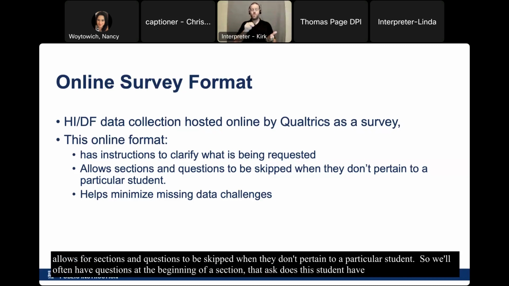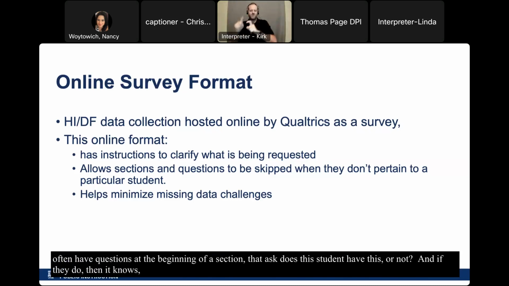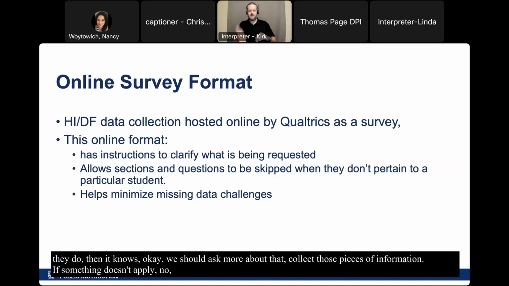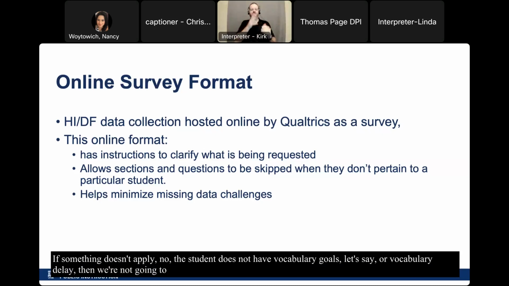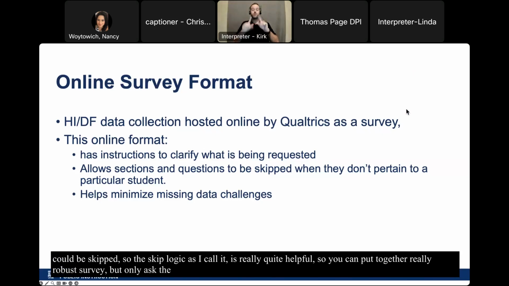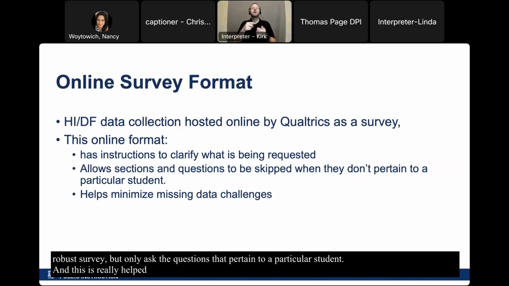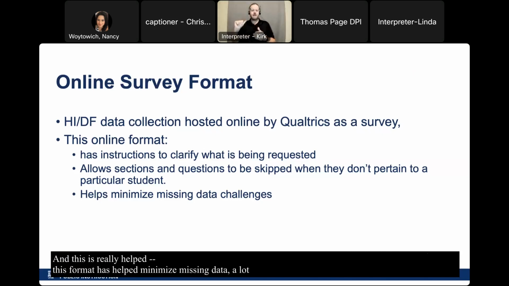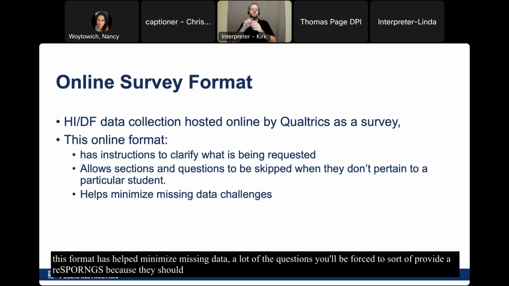And if they do, then it knows, okay, we should ask more about that, collect those pieces of information. If something doesn't apply, say the student does not have vocabulary goals, or vocabulary delay, then we're not going to ask you for vocabulary assessment results, and that section then could be skipped. So the skip logic, as I call it, is really quite helpful. So you can put together a really robust survey, but only ask the questions that pertain to a particular student. And this format has really helped minimize missing data. A number of the questions you'll be forced to provide a response because they should fit, but the skip logic makes sure that you get questions that do apply to that student.